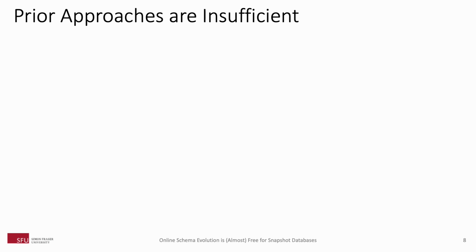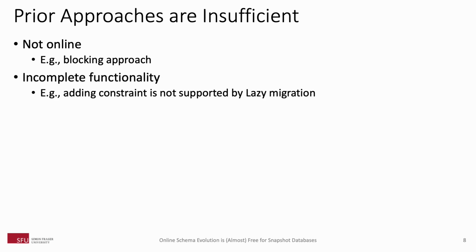So we have seen 2 prior approaches here. They are insufficient. The first issue is not online, like the blocking approach. The second issue is incomplete functionality, like the lazy migration cannot support adding a constraint. The third one is that most implementations are ad hoc. They will use triggers or views to do schema evolution. So schema evolution here is a database application itself, which is quite complex.